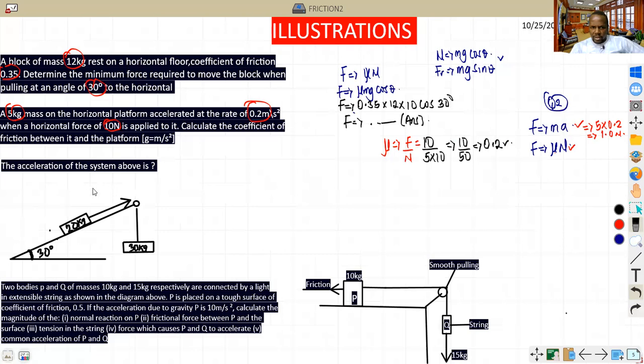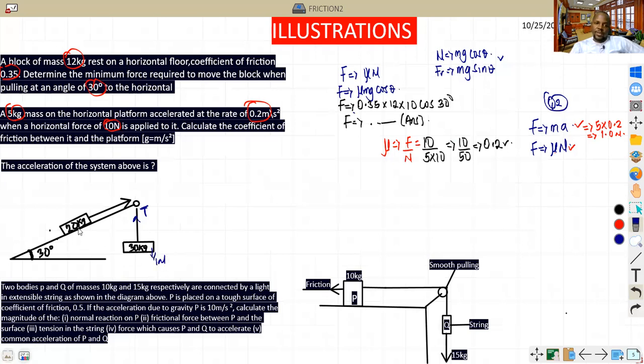Look at the third question here. The acceleration of the system above is dash. Now, to do this, we have to draw a free body diagram as usual. We've done something like this under the second law of motion. But here, you can see the body was inclined at an angle of 30 degrees to the horizontal. Because it's inclined at 30 degrees, we know that something will exist. This is the pulley. So tension will exist here, as we have studied. The weight of this thing is acting downward.